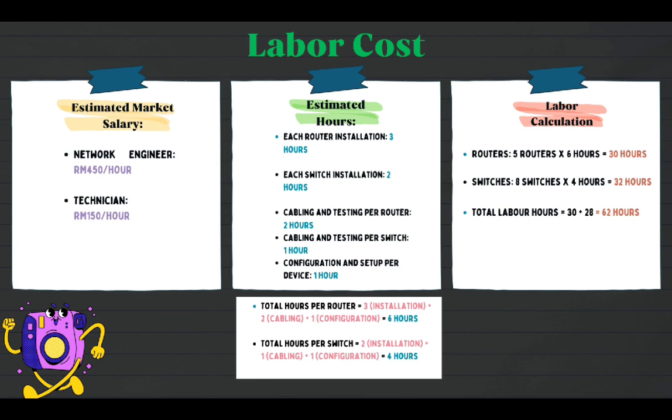For cabling and testing per router, 2 hours. For cabling and testing per switch, 1 hour. And configuration and setup per device is only 1 hour. So the total hours per router, with 3 installation plus 2 cabling plus 1 configuration, we get 6 hours. And for the total hours per switch, with 2 installation plus 1 cabling plus 1 configuration, it is only 4 hours.